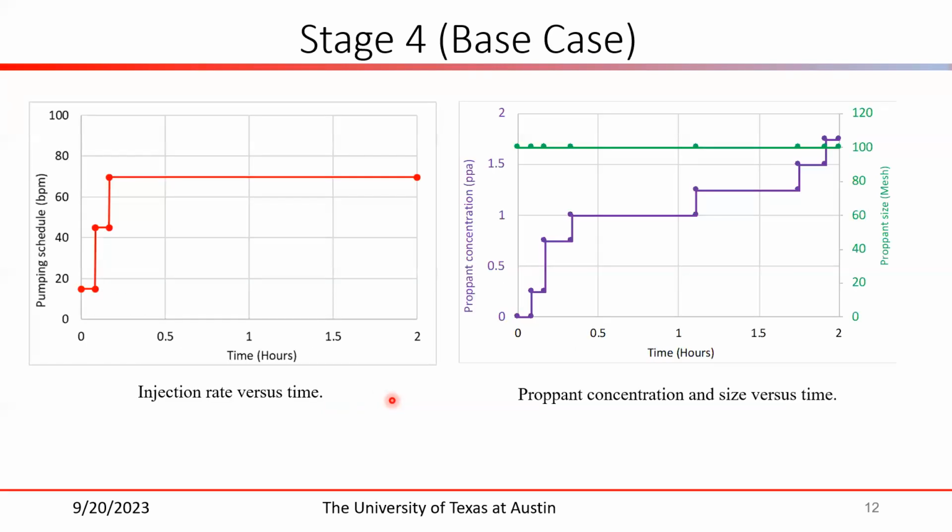The pumping schedule that we have modeled and proposed is, this is the injection rate versus time, and this is the proppant concentration and size. So we are proposing 100 mesh sand in this particular treatment, with the proppant concentration slowly ramping up to about 1.75 ppa.